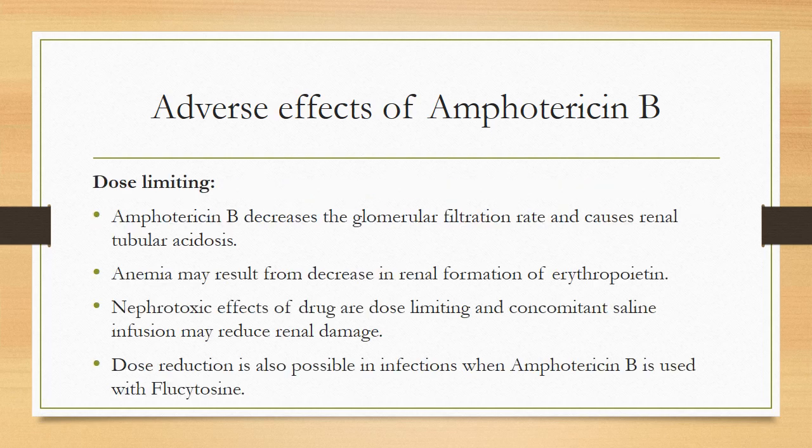And the next adverse effects of amphotericin B, the dose-limiting adverse effects. Amphotericin decreases the glomerular filtration rate and causes renal tubular acidosis. Anemia may result from decrease in renal formation of erythropoietin. Nephrotoxic effects of the drug are dose-limiting, and concomitant saline infusion may reduce the renal damage. So that drug is nephrotoxic, and whenever that drug is used, saline infusion should also be used with this drug to prevent renal damage. Dose reduction is also possible in infections when amphotericin B is used with flucytosine.